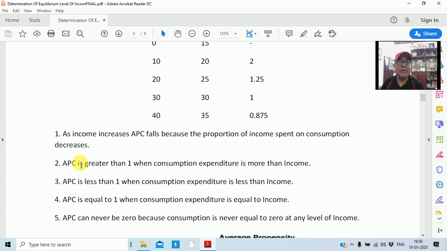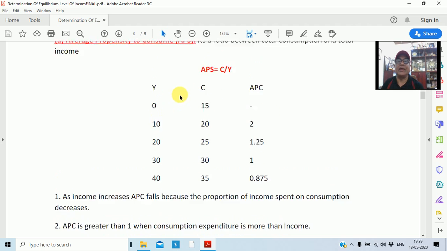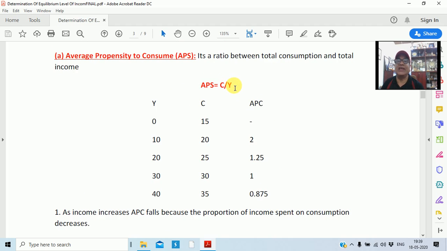Second, APC is greater than 1. APC is greater than 1, like 2 or 1.25, right? When your consumption is more than income. So what is a possible question? Can APC be greater than 1? Under what situation can APC be greater than 1, 2 or 1.25? See here, when consumption is more than income. When this C is greater than Y, it will be greater than 1.